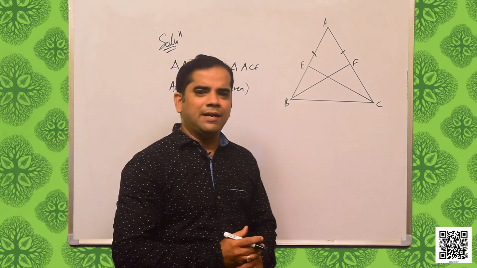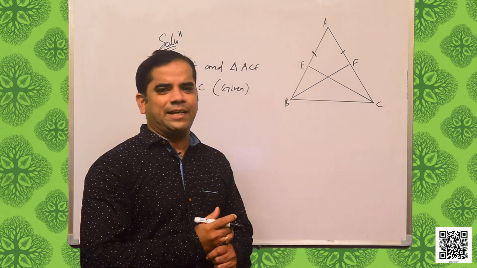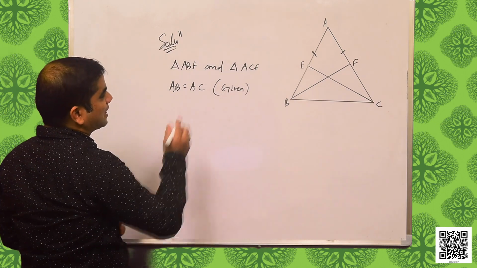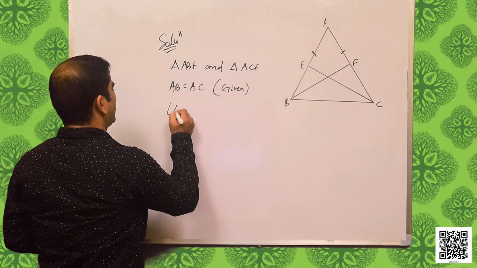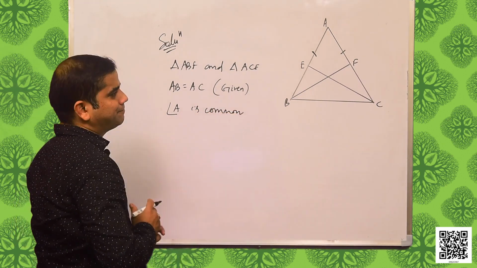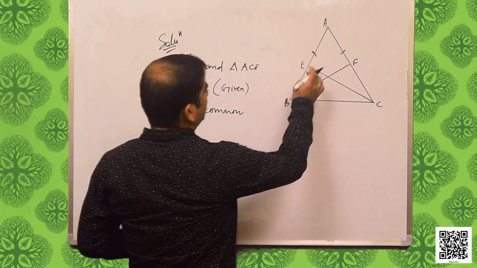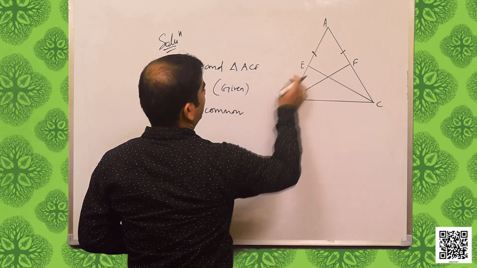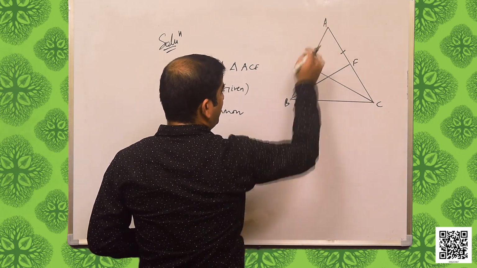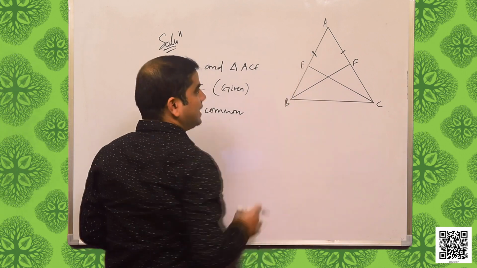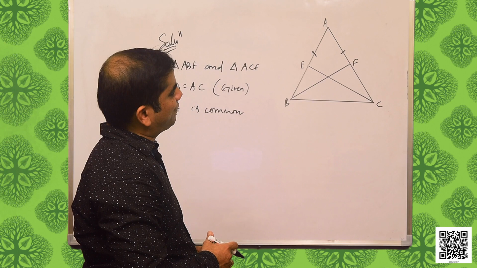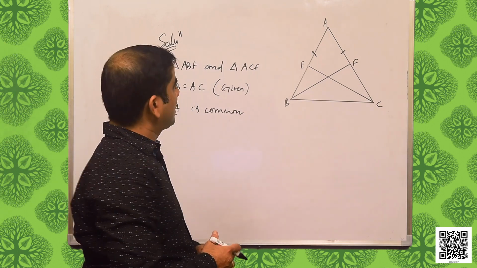Fine. And if AB is equal to AC, what else is there? In these two triangles, angle A is a common angle. Angle A is common. So, in these two triangles, triangle ABF and ACE, AB is equal to AC and angle A is common. So, now we have two data. Okay. What else can we find from these two triangles?